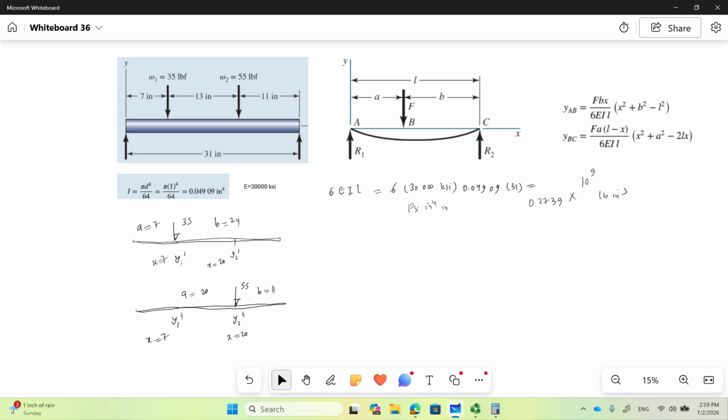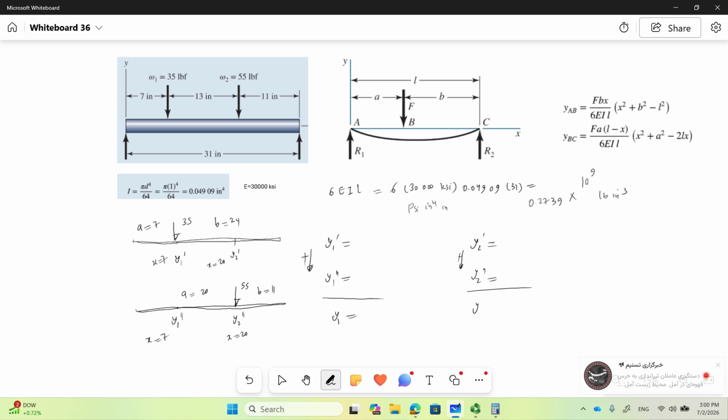Alright, so we're going to find y1 prime, and we're going to find y1 double prime, and then add them up. If I add them up, it's going to give me y1, and then let me do it here for y2 prime. I gotta do that, and then y2 double prime, and then add them up, and this is gonna give me y2.